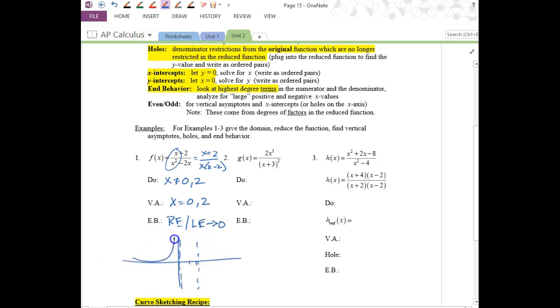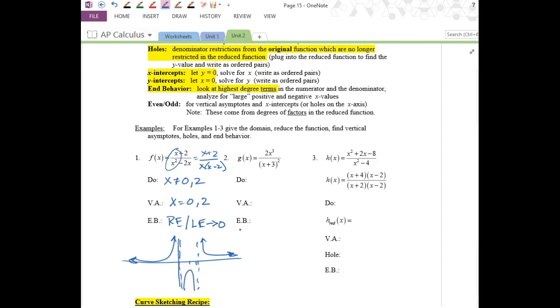So this is what it looks like, by the way, for those of you that want to see what it looks like. It kind of looks like a sad face. You can see these end behaviors right here. What is RE/LE? Where are you looking at? Oh, right end and left end.